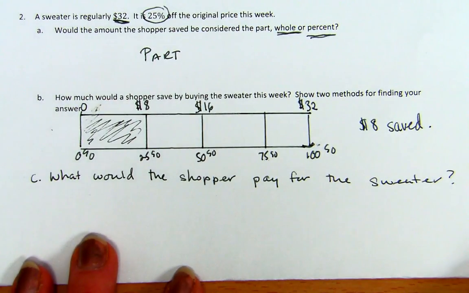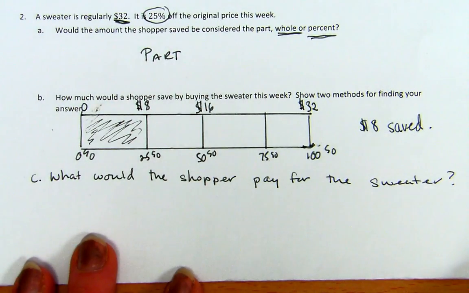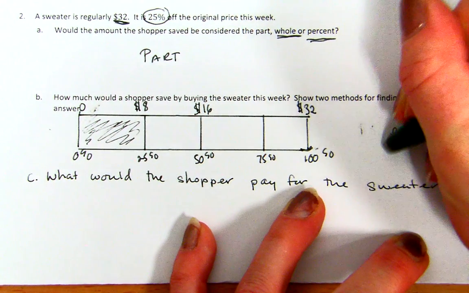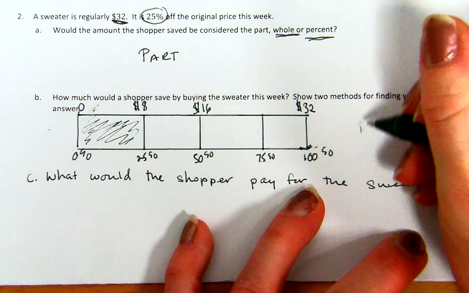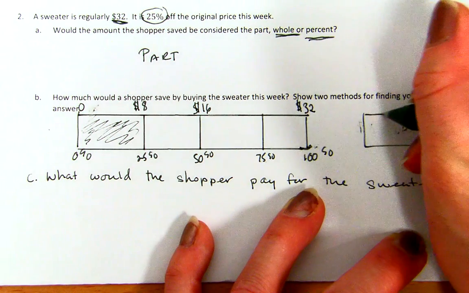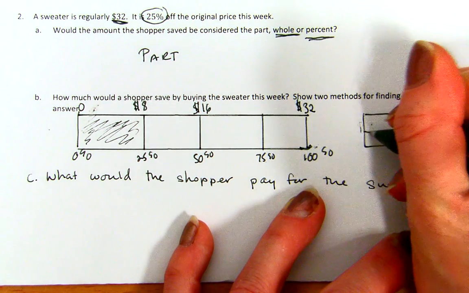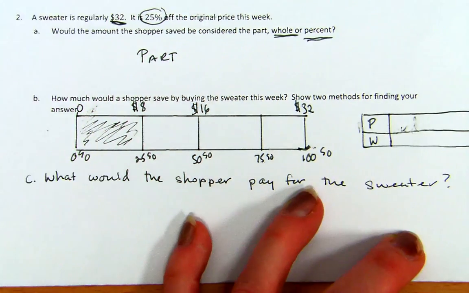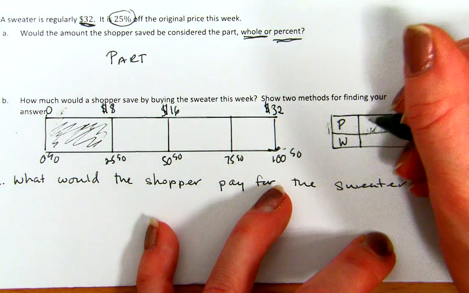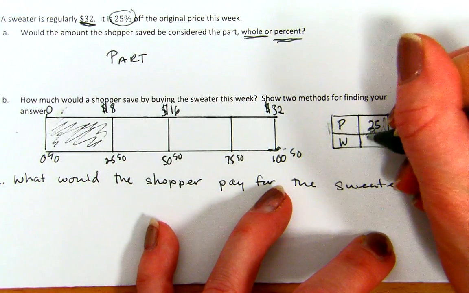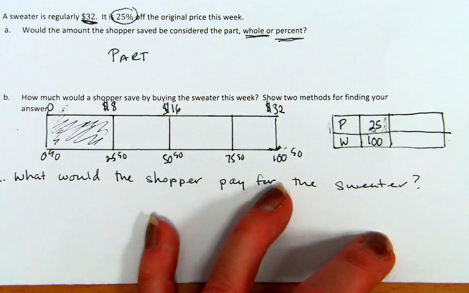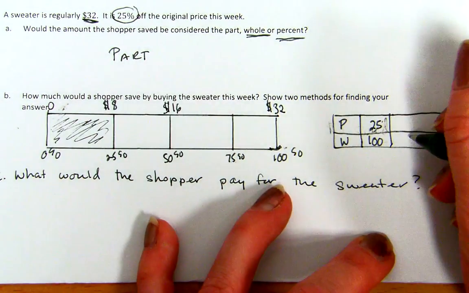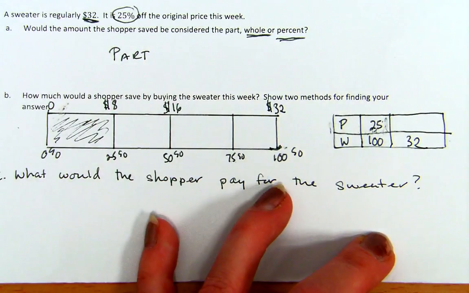Okay, so if I wanted to do that with a ratio table instead of a tape diagram, right? I'm just going to erase this to make some space. I need to know, okay, what is 25% of 32. So I'm going to put P and W for part and whole. Right? I'm starting out with the information I have, which is 25 out of 100. That's my percent. So I'm looking for what 25 out of 100 would be if my total cost was $32.